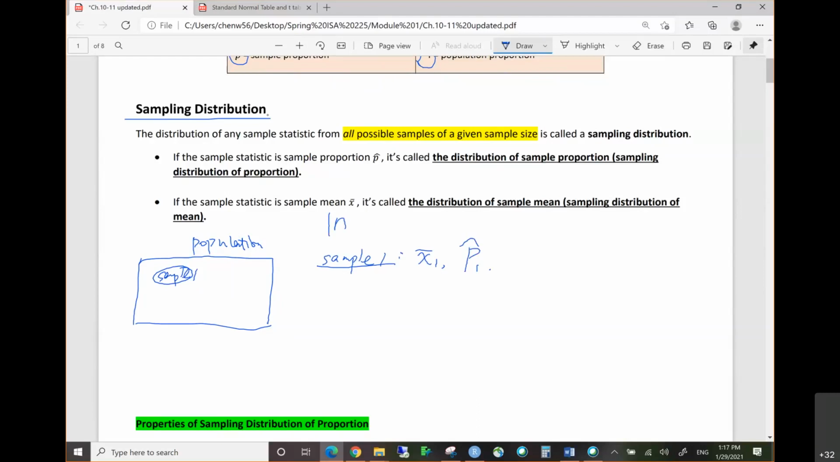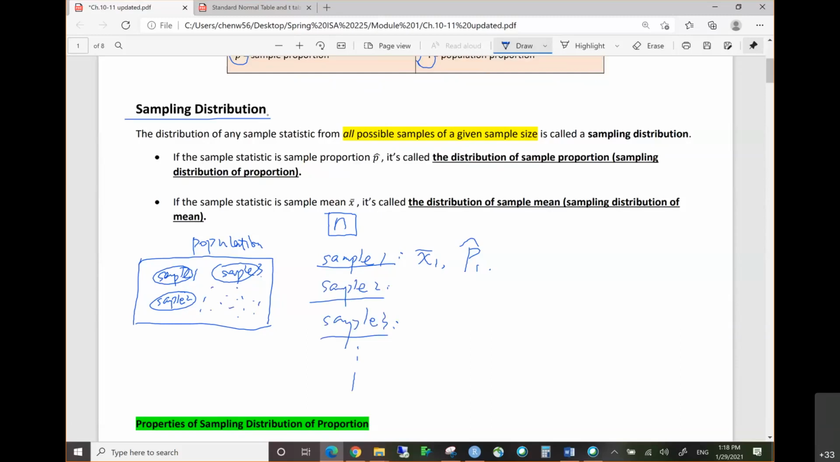So with the same sample size, we keep selecting samples with the same sample size. So we have another sample, sample 2, from the population. I have another sample, we call it sample 3. And we keep doing so in the population until we have all possible samples. So that we have sample 2, we have sample 3, and so on.